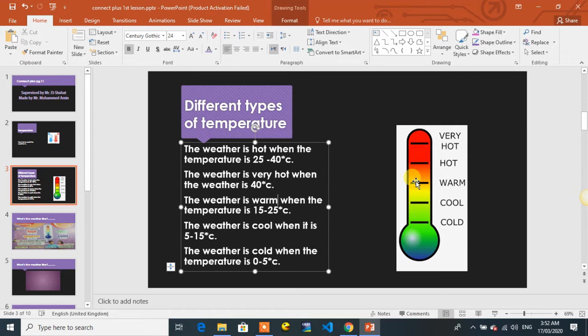And the weather is cool. It's very cool when it's 5 to 15 Celsius. The weather is cool when it's 5 to 15 Celsius. Cool means not very cold but cold. I mean, it's not warm, it's not hot, and you will feel some cold but it's not so cold.